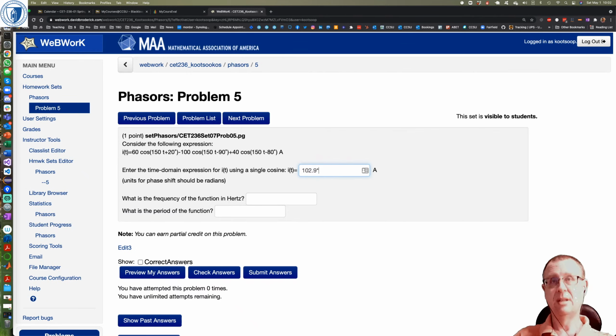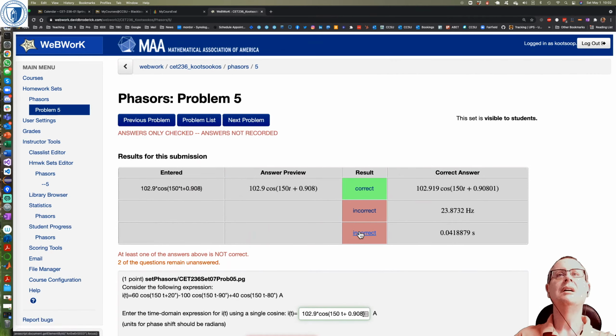So it's 102.9 times cosine 150t plus 0.908. And I'm going to show the correct answers in case I've got it wrong, but I got it right. Okay, they've got a few more decimal places than I put in there.